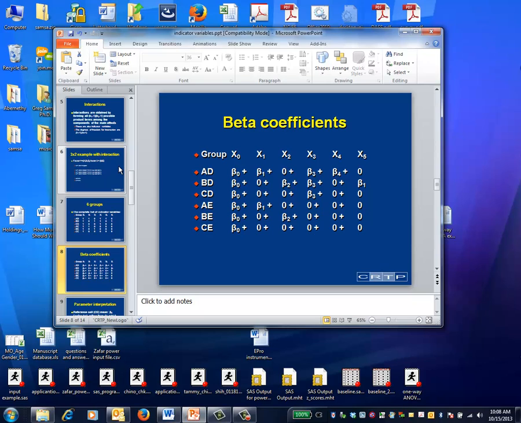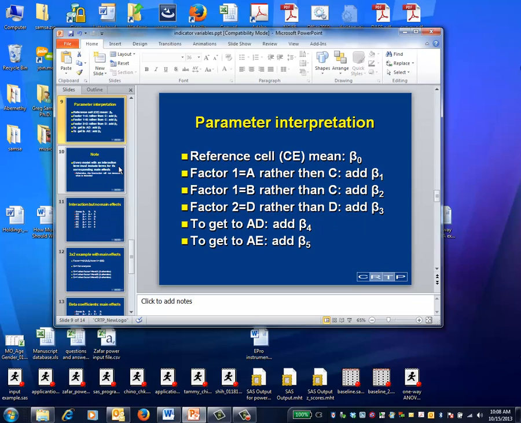This is the result of plugging in the zeros and ones into the regression equation. For example, in a direct analogy with one-way ANOVA, beta 0 is the group mean for the reference cell. Here the cell with factor 1 of C and factor 2 of E. This is how the beta coefficients are interpreted. Together, beta 4 and beta 5 create the interaction term.